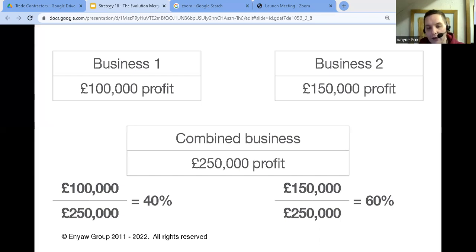But if you've got 100,000 in profit and the other business has 150,000 in profit, then that's a combined profit of 250,000. So you'd calculate what the contribution to that was from each business. So in your case, that would be 40%. So you'd take 40% equity in the new holding company, and the other business owner would have 60%.